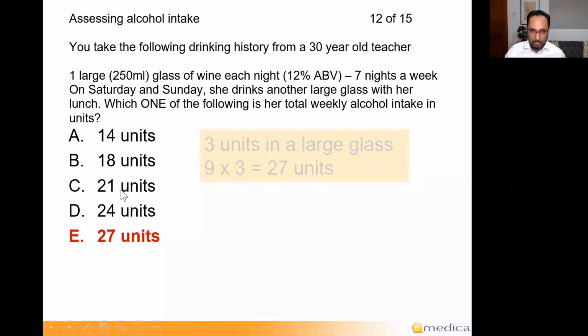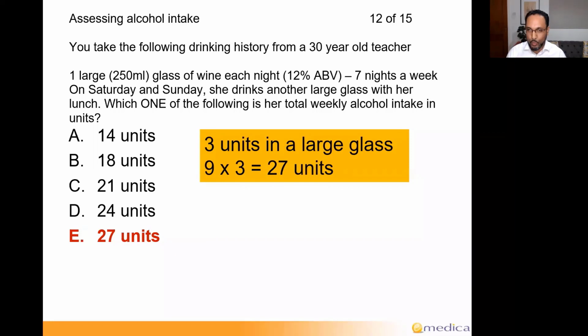Okay, so let's look at the quick way. The quick way is if you learn how many units are in common types of drink, and so if you just know that a large 250 ml glass of wine, an average strength, this is a fairly average strength, has 3 units in it, then it's really easy that you just multiply that by the number of glasses.